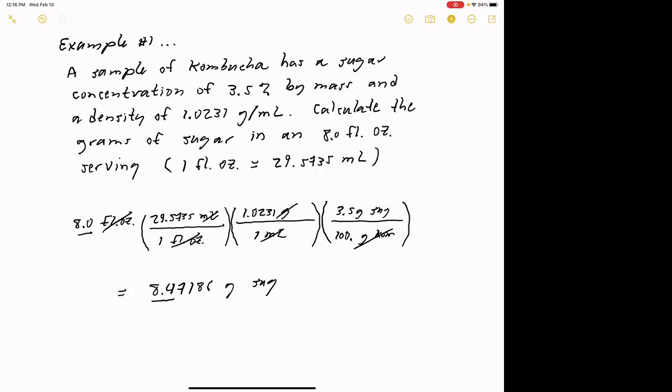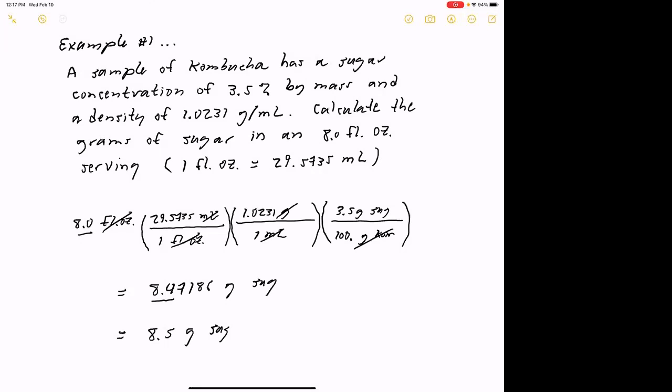So it looks like I'm looking at 8.4, but I got to round up, right? Because I look to the right of the 4, I got a 7. So to 2 sig figs, I'm going to call that 8.5 grams of sugar in that 8 fluid ounce serving of kombucha. And again, that's a useful thing for somebody who's sugar sensitive to know.